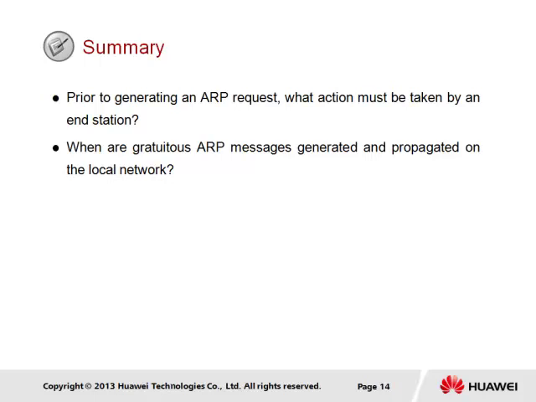When are gratuitous ARP messages generated and propagated on the local network? Well, a gratuitous ARP packet is generated and propagated over the local network in the event that either an IP-configured device is connected to the network, or when an existing device on the network is assigned an IP address or the existing IP address is changed.